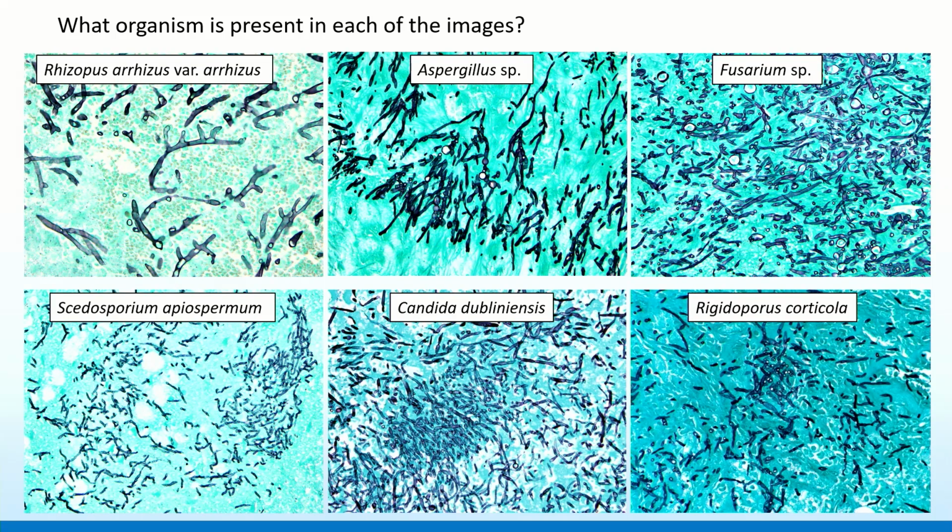There are actually a variety of different things. So we have Fusarium in the top right. We have Scedosporium, which I just showed you, in the bottom left. We actually have Candida, which usually shows up as a mix of pseudohyphae and yeast, but in this case also forms true hyphae. And if you got the bottom one on the right, Rigidoporus corticola, you'd be much better at my job than I am. It's like a plant fungus for peaches. You don't want that.